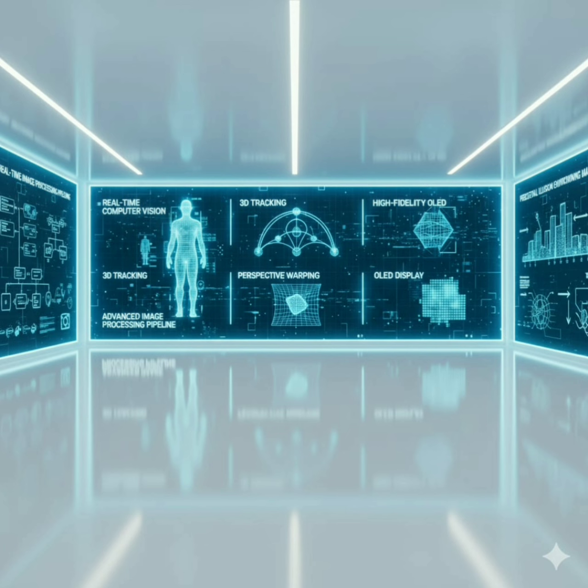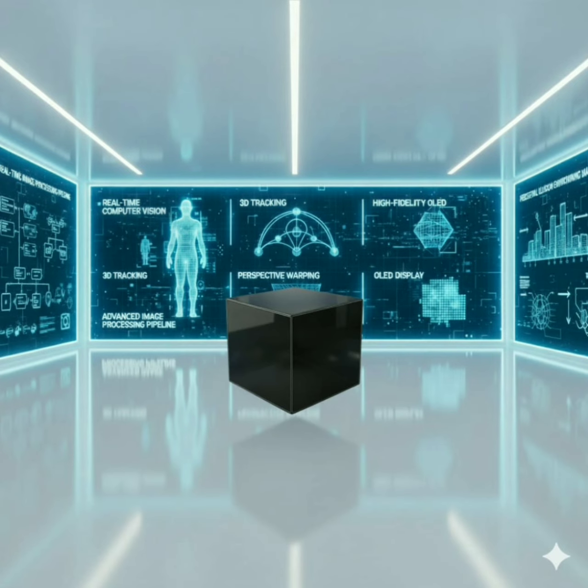So let's move into our testing environment. This is our high-tech demonstration lab. On the walls, you can see our core principles: 3D tracking, perspective warping, OLED display. Now, we place our main device, the hollow cubical cloak, in the center of this lab. Notice, the device is currently off. That's why you see it as a normal black cube.